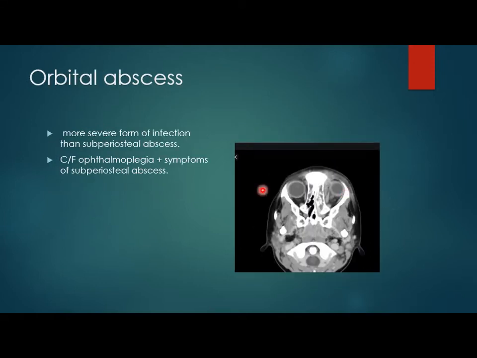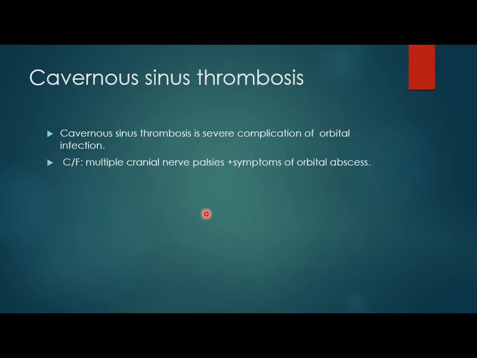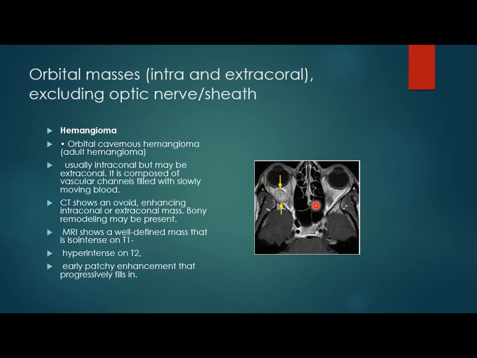Orbital abscess, it's a more severe form of the infection and leads to the clinical presentation of ophthalmoplegia and symptoms of the subperiosteal abscess. We should think about the cavernous sinus thrombosis if there are multiple cranial nerve palsies. So if we see multiple cranial nerve palsies with symptoms of the orbital abscess, we should think about the cavernous sinus thrombosis, which is the severest complication of the infection.